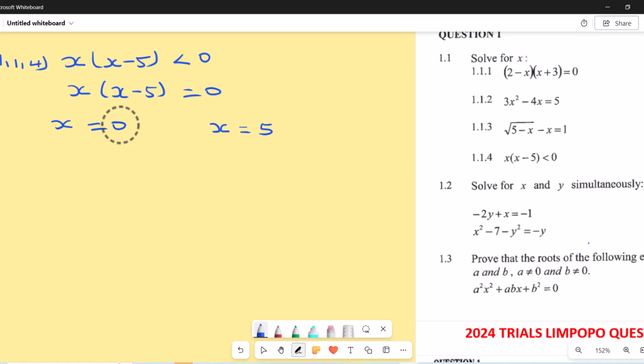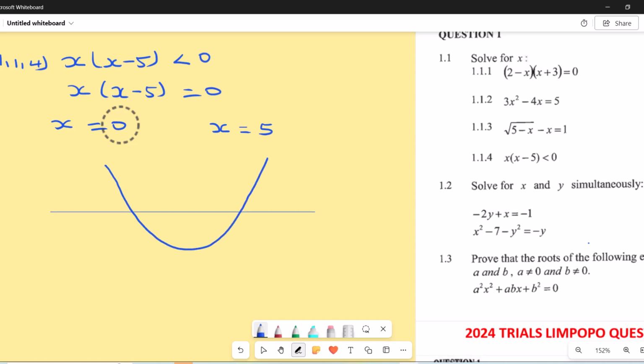Because of less than 0, it means that if I draw my number line or my x-axis, and then I draw, because of the positive x squared here upon opening brackets, my shape will be like this, the parabola. Now because I'm looking for less than 0, note that the smallest critical value comes here, which in this case is the 0. Then the largest, 5, comes here.